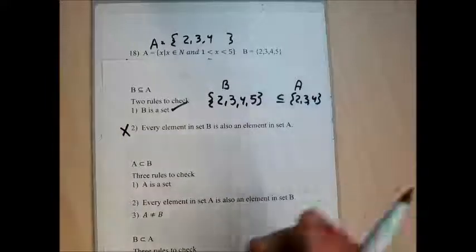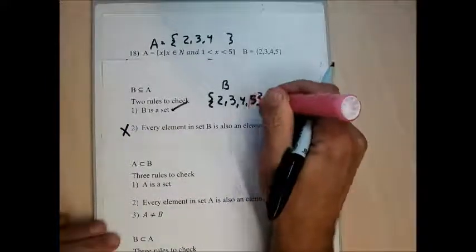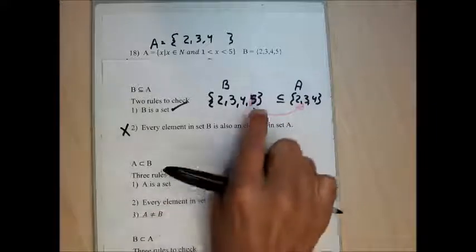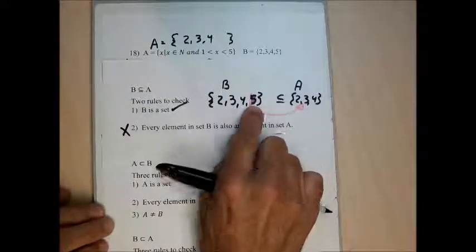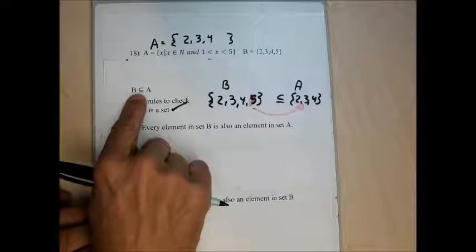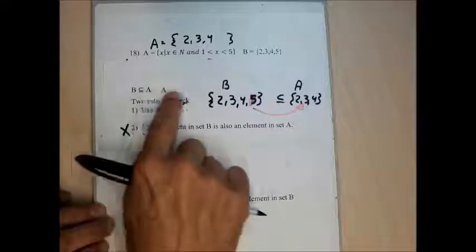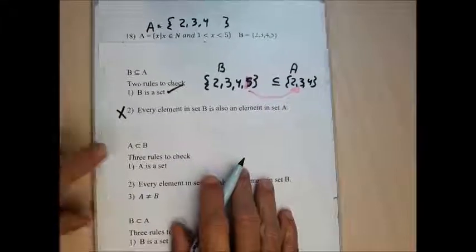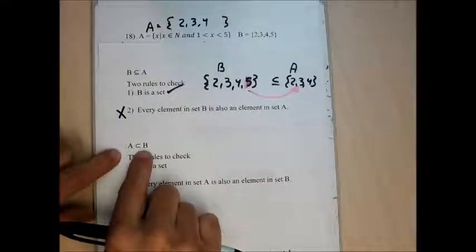And the problem here is that there's an element of set B that isn't in set A. There's a 5 in set B that's not in set A, so that's violated, and I'm not going to include B as a subset of A in my answer because it's not a subset because the second rule is broken down. Now I'm going to see if A is a proper subset of B.